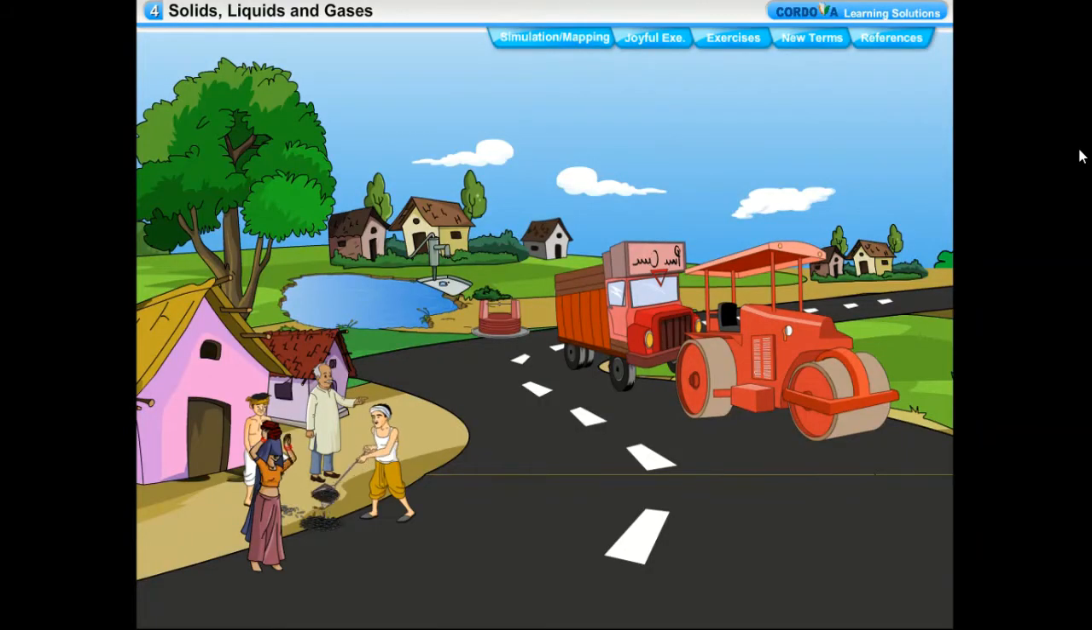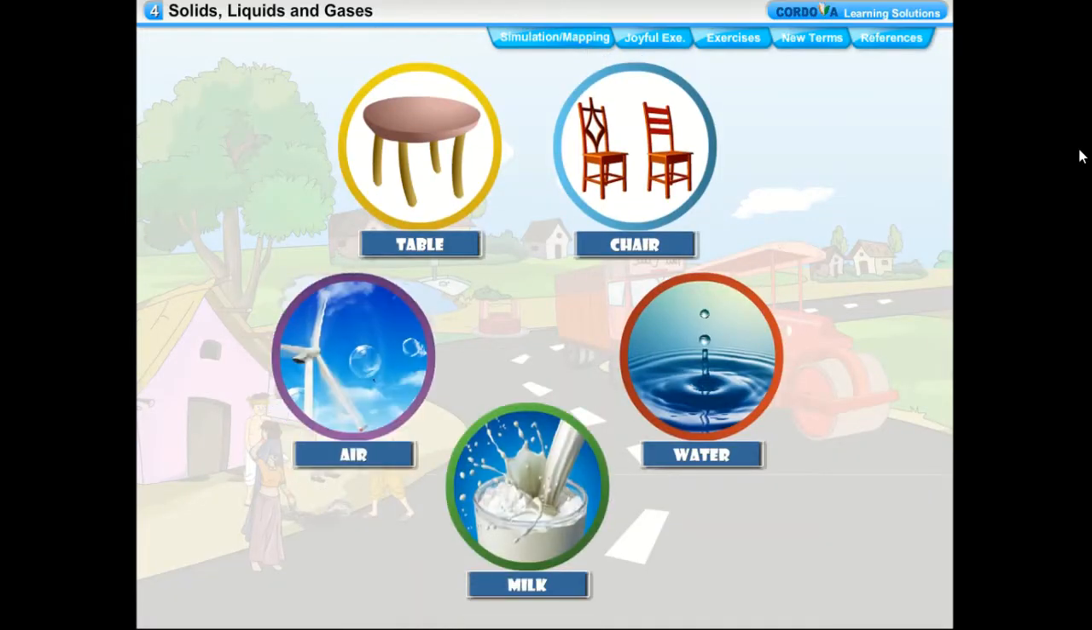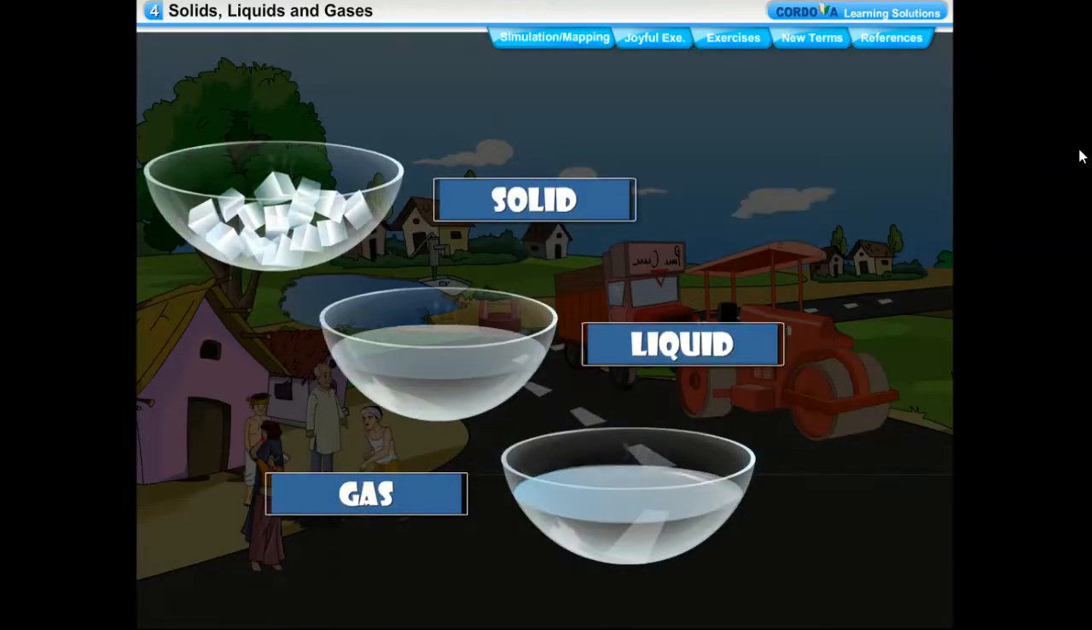All things, whether living or non-living, are made up of matter. Anything that has mass and occupies space is called matter. Tables, chairs, water, milk, air, etc. are matter. Matter is made up of very small particles called molecules. On the basis of arrangement of molecules, matter exists in 3 states: solid, liquid and gas.